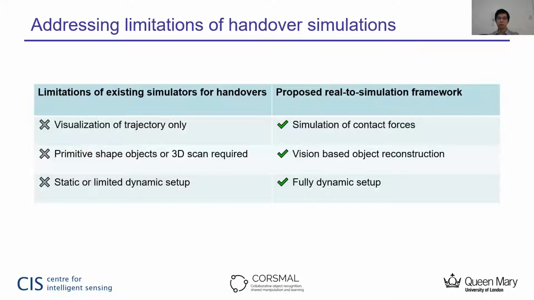Existing work on simulators for handovers either focuses on the visualization of the handover trajectory or is limited to the use of primitive shape objects or scanned 3D object models, or they only consider static or limited dynamic setups where the robot stays stationary waiting for the human to place the object in its gripper. In this work, we propose a modular real-to-simulation framework for developing and evaluating algorithms of safe human-to-robot handovers, which addresses these limitations by simulating contact forces during the handover, constructing handover objects with efficient-based methods, and considers fully dynamic setups where both the human and the robot approach the handover location together.